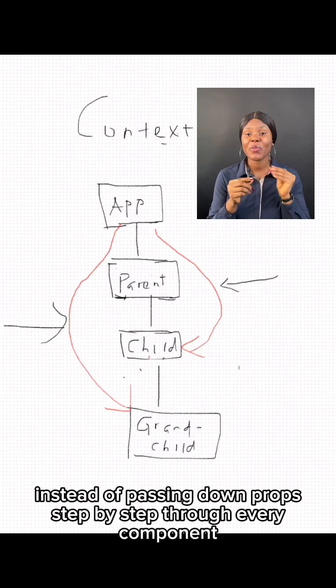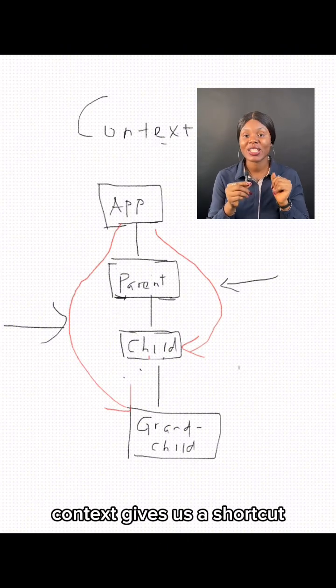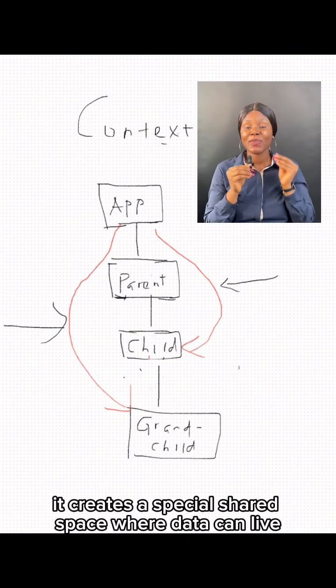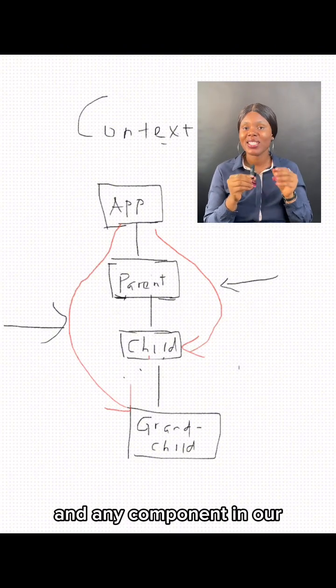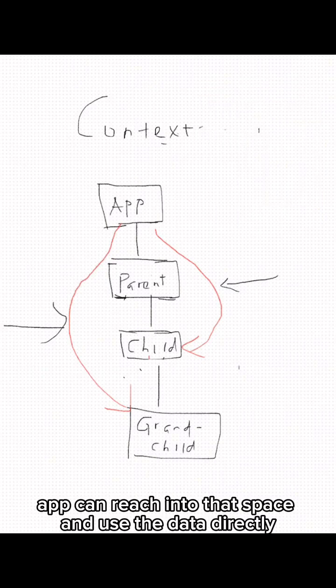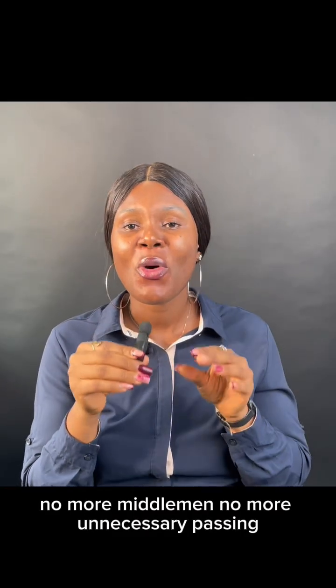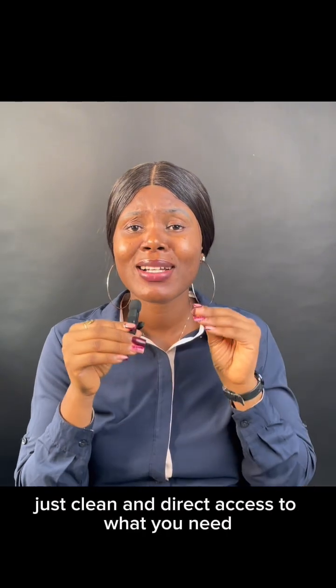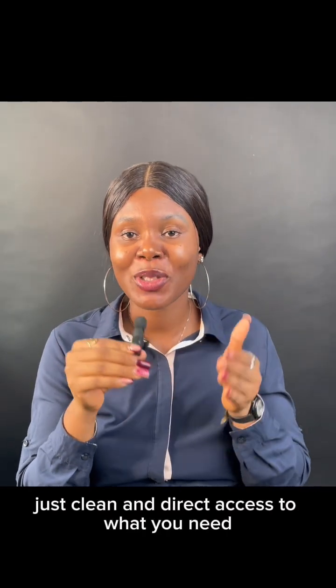Now here is where React context steps in to save the day. Instead of passing down props step by step through every component, context gives us a shortcut. It creates a special shared space where data can live, and any component in our app can reach into that space and use the data directly. No more middlemen, no more unnecessary passing, just clean and direct access to what you need.